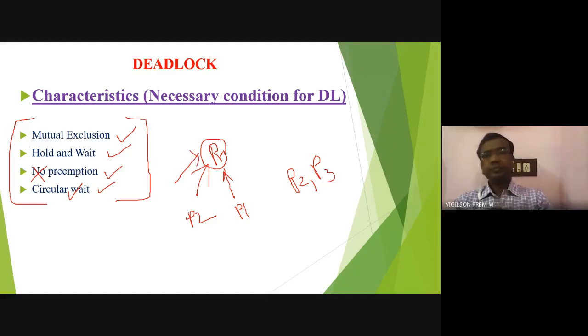Very, very important, a possible exam question: characteristics of a deadlock. All these four conditions exist simultaneously, and surely deadlock exists.